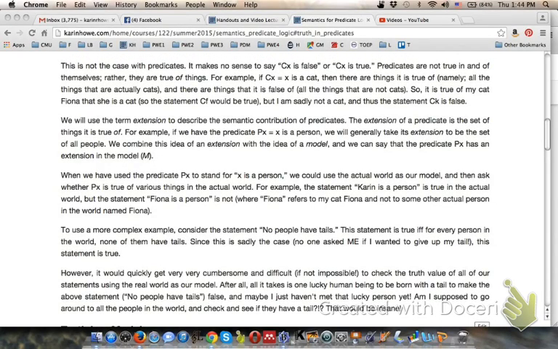To use a more complex example, consider the statement no people have tails. This statement is true if and only if for every person in the world none of them have tails. Since this is sadly the case, this statement is true.